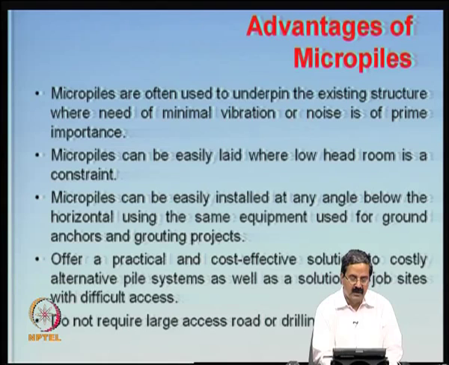Micropiles can be easily installed at any angle below the horizontal using the same equipment used for ground anchors and grouting projects. In fact, the equipment is not very different from what we have in grouting projects or ground anchor projects, where extensive grouting is done. So, the same equipment can be used to install micropiles. Micropiles are nothing but grouted columns, so definitely one can use this.